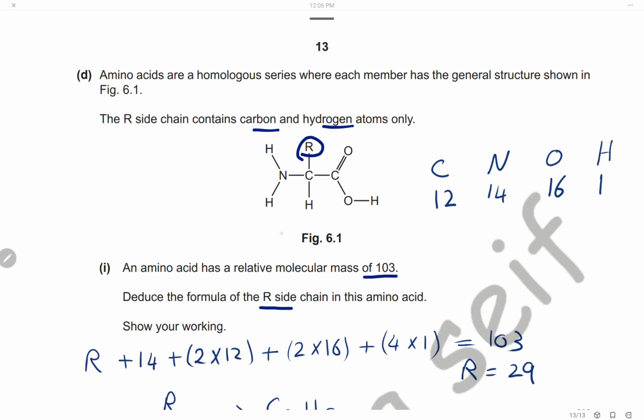So the total mass of the molecule is 103. We will add the mass of all the atoms together to get the value of R. First, R plus 1 nitrogen, which is 14, plus 2 carbons, 2 multiplied by 12 because carbon is 12, 2 oxygens, 2 multiplied by 16, then 4 hydrogens, 4 multiplied by 1. The total is 103. So we will make R the subject of the equation and subtract: 103 minus the sum of these numbers. R will be 29.